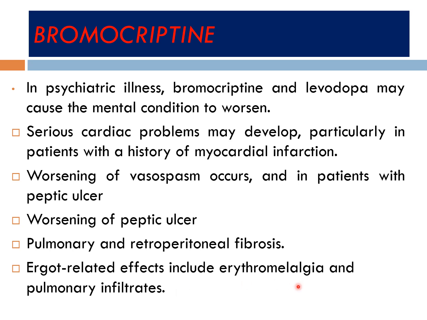Students, note down at this point, this is a very important MCQ. You can be asked which of the following drugs causes erythromelalgia or pulmonary infiltrate. So it is no other than bromocriptine. Since bromocriptine is an ergot derivative, it can cause these adverse effects.